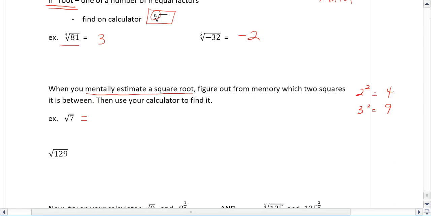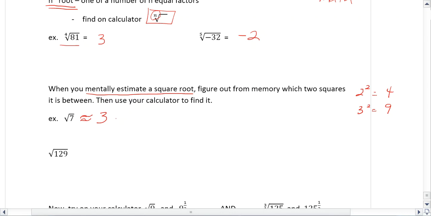So they will ask you to estimate it to the nearest integer. And we notice that 7 is a little closer to 9 than it is to 4. So to the nearest integer, you could say 3 here, but we know it's going to be a little smaller than that. And then we can use our calculator to find the exact value of the square root of 7. So I guess I really should put approximately equal to there.